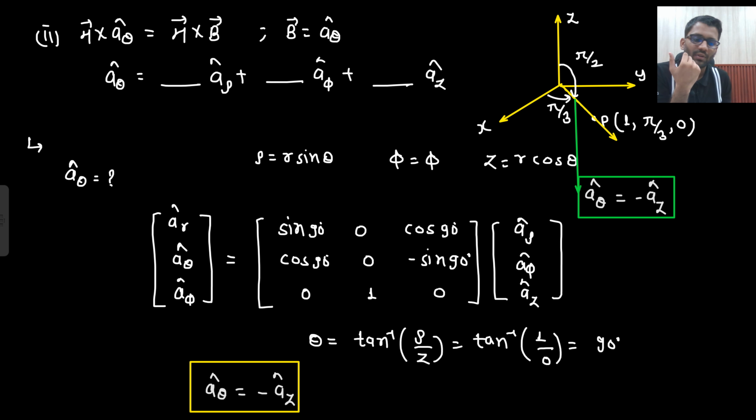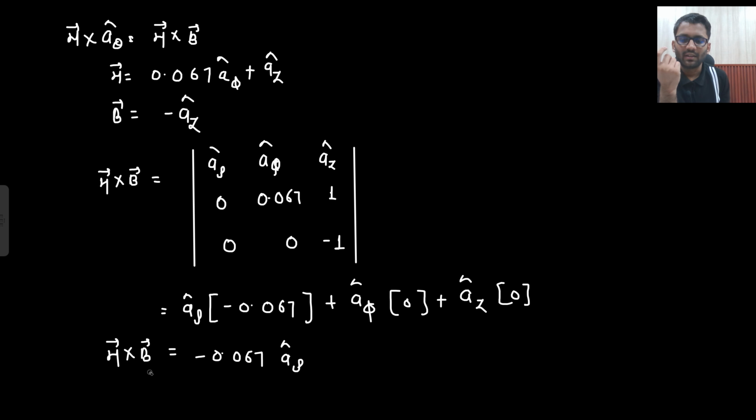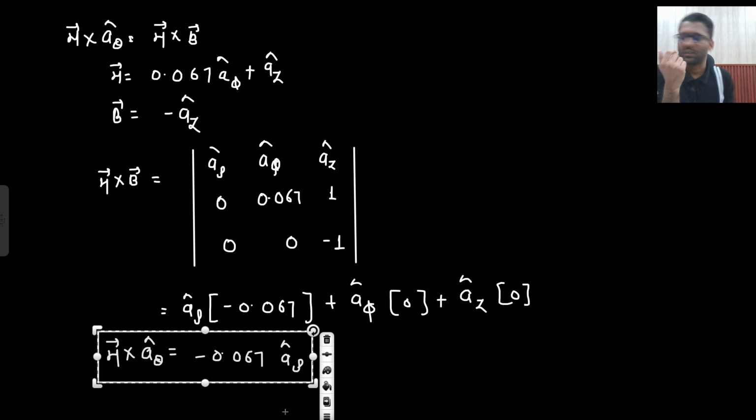Were they asking the magnitude? No. H cross a theta they were asking. Simply in place of b I can replace a theta. So this is the answer they were expecting, and this is the answer we have given. I will check the answer. Yeah, correct. Okay. So this is how we need to do.